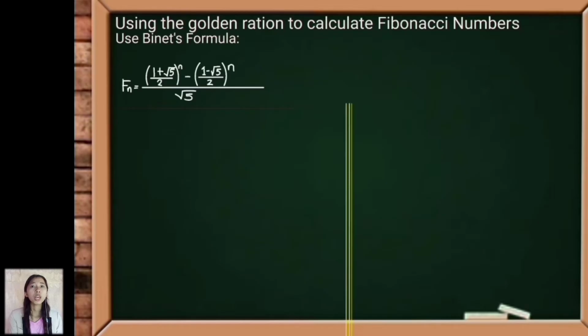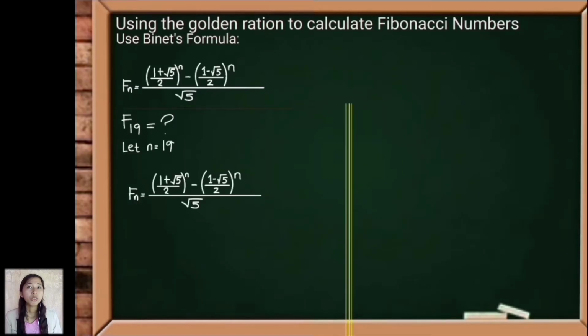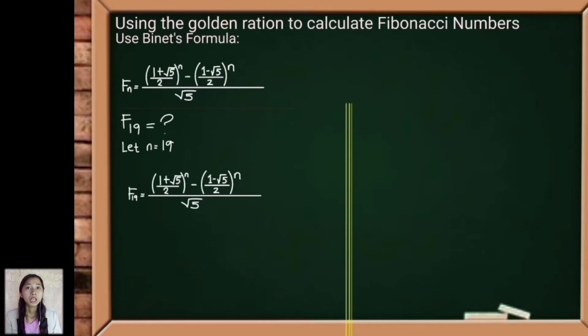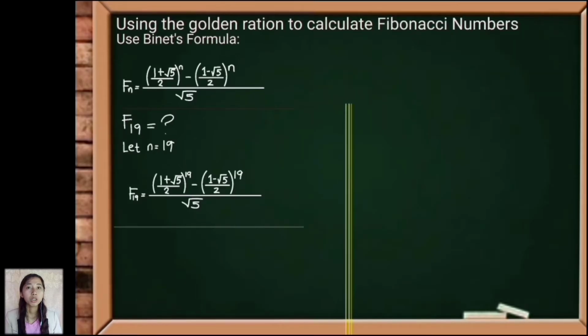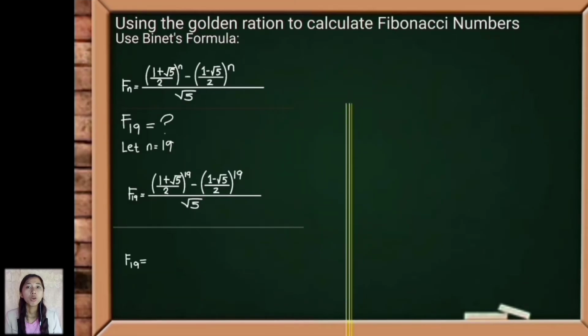Now, since we have to find the value of F19, or the Fibonacci number of the term 19, again, we let n equal 19. So right now, we just have to substitute all n's in the formula with 19, since we let n equal 19. So we change the Fn to F19, and 19, and then 19. So that's what we are doing here. Now simplify. F19 equals open parenthesis 1 plus radical 5.